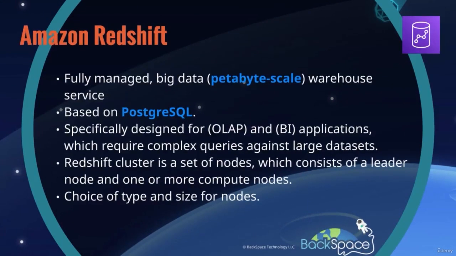If you've got massive petabytes of data, then Amazon Redshift is your best solution for that. It's a fully managed big data warehouse, and it's based upon the PostgreSQL engine. It's specifically designed for online analytical processing and business intelligence applications that require very complex queries over large data sets. A Redshift cluster consists of a set of nodes which have a leader node and one or more compute nodes. And you have the choice of type and size for those nodes.